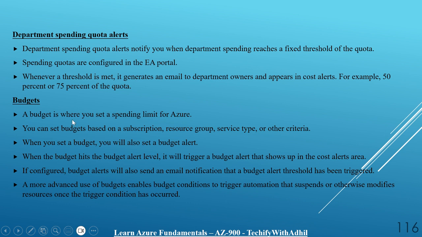So budgets. A budget is where you set a spending limit for Azure. You can set budgets based on subscription, resource group, service type, or other criteria. When you set a budget, you will also set a budget alert. When the budget hits the budget alert level, it triggers a budget alert that shows up in the cost alerts area. If configured, budget alerts will also send an email notification that a budget alert threshold has been triggered.